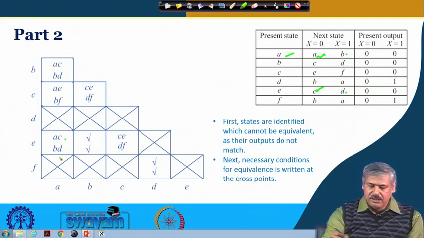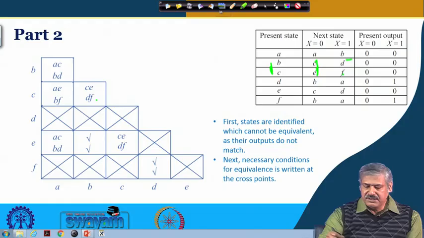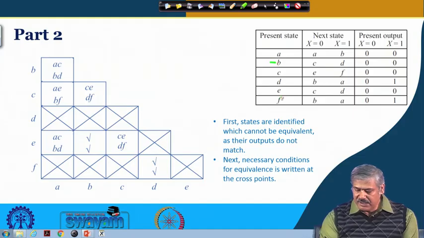Fine. So, similarly, B, C, they will be equivalent if C and D are equivalent, C and A are equivalent, and D and F are equivalent. Fine. B and D cannot be equivalent, we have already crossed it out. Okay. Now, what about B and E? B and E, at this cross point we examine B and E.